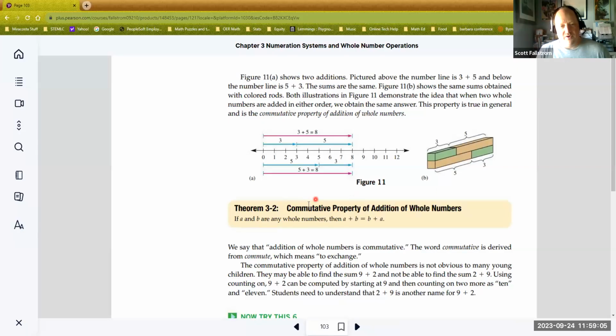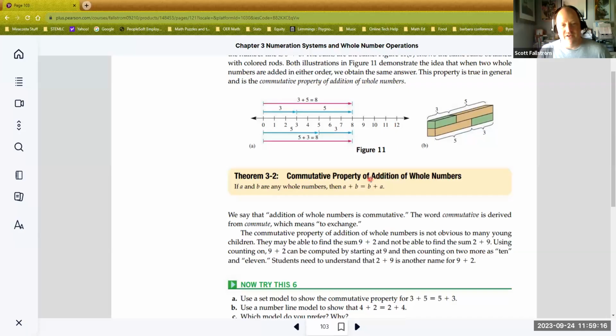This is the property I spoke of earlier, which said if you have any two whole numbers, then a plus b is equal to b plus a. Okay, you can turn the order around. So the order is irrelevant with addition. It doesn't matter what order you do it in.